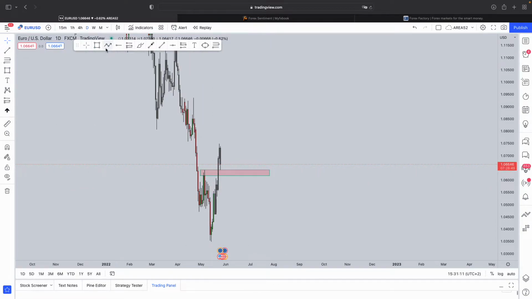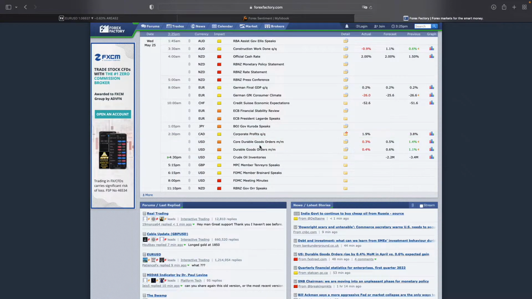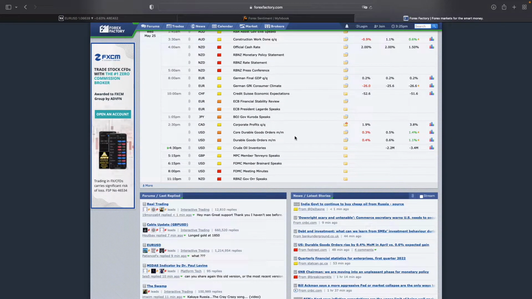Now there is a high possibility that we can expect Euro USD to continue this bullish momentum from exactly where it is now, and there are a couple of other confluences we are going to look at to justify why we say this. Firstly, we had the US core durable goods, and this is the fundamental data. The US core durable goods came through as a negative at 0.3%. We also had durable goods come through at 0.4%.